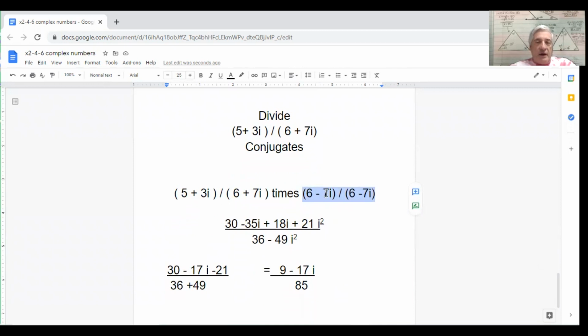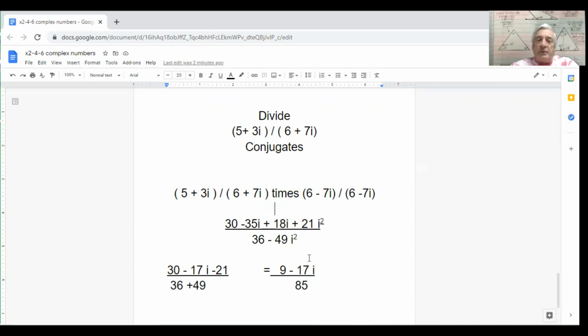So 6 minus 7i, we're going to multiply that first, outer, inner, last. We get 30 minus 35i plus 18i minus 21i squared. First, 5 times 6, I got it. Outer, 5 times minus 7i, I got it. Inner, 3i times 6, I got it. So that's what we get on the top. And then we simplify that. We get 30 minus 17i plus 21. Eventually, we get 51 minus 17i on the top.